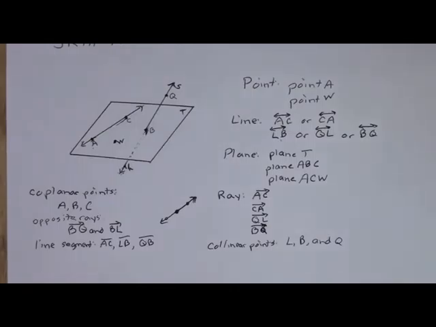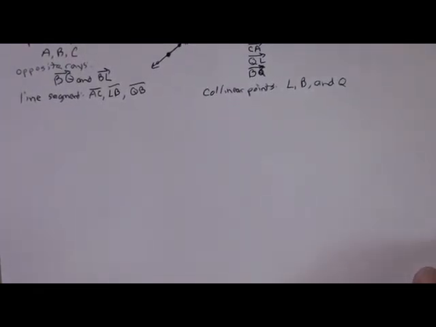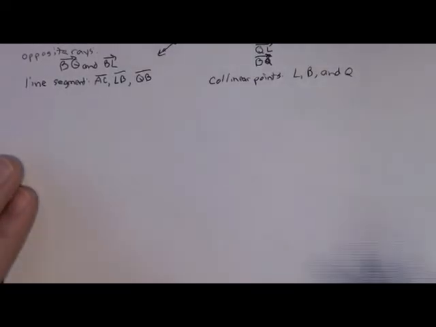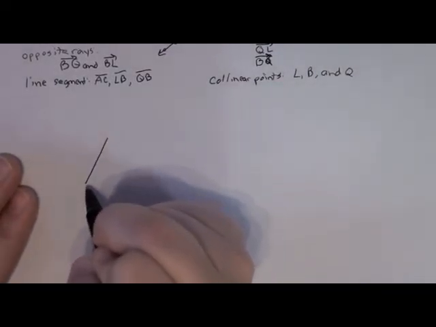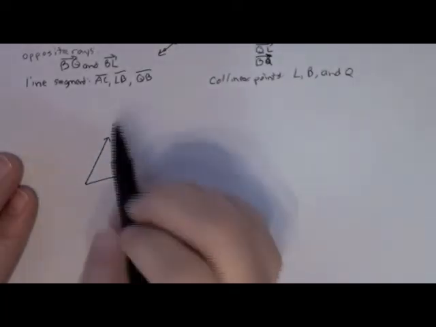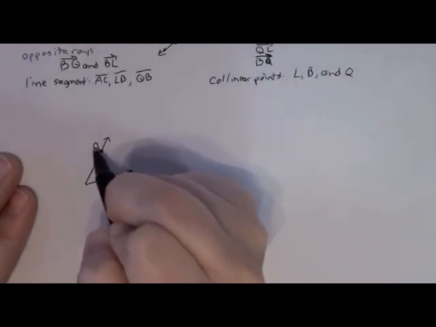Now the other thing that we need to know with this skill is how to name angles. And that's very, very important here. Naming an angle is one of the most important skills in geometry. So there's several various ways here.